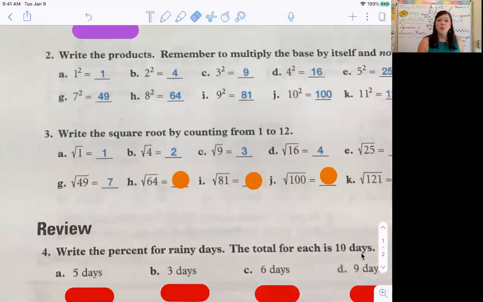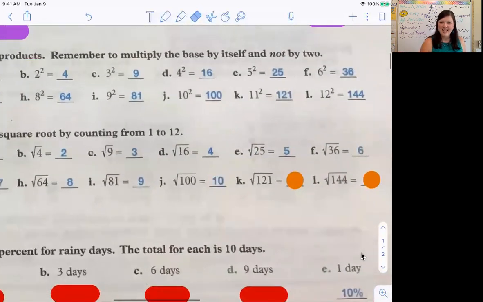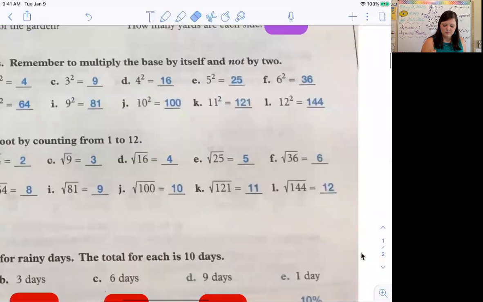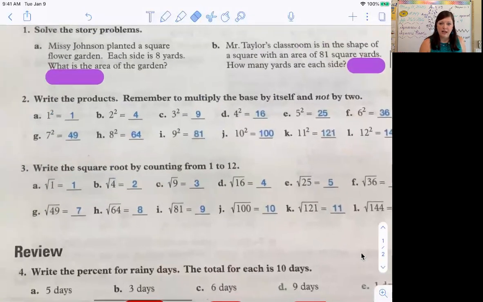Hopefully you read the square root of 64 equals 8. The square root of 81 equals 9. The square root of 100 equals 10. The square root of 121, 11. The square root of 144 equals 12. Nicely done. Remember that squaring is the opposite of finding the square root.